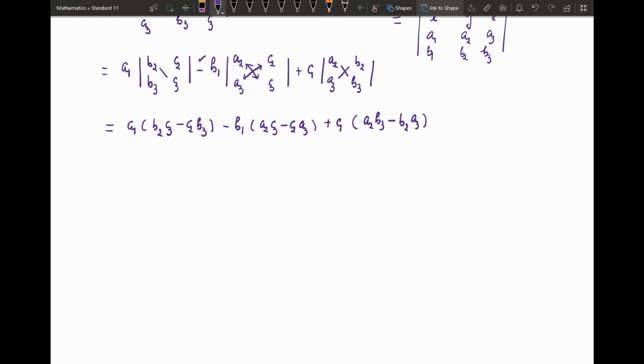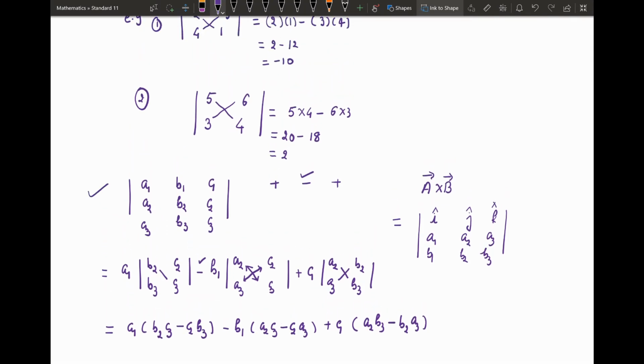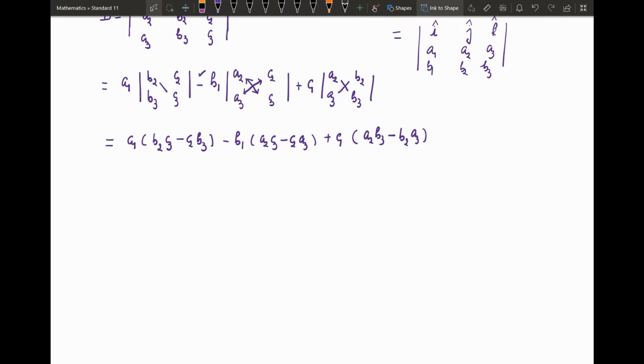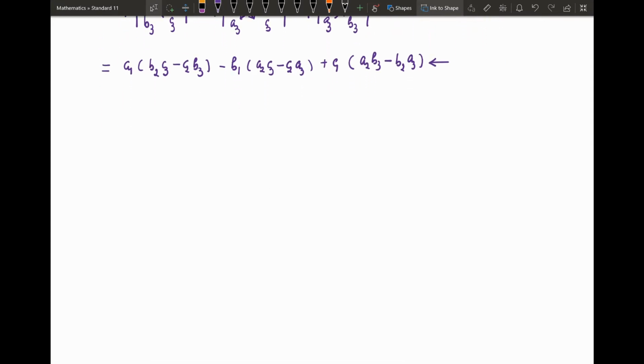So this is called the value or expansion of a given 3 by 3 determinant. This is a 3 by 3 determinant symbolically. Normally we denote the determinant by capital D, and this will be the value of the given 3 by 3 determinant. So in the expansion of a 3 by 3 determinant, you have to use the expansion of a 2 by 2 determinant.